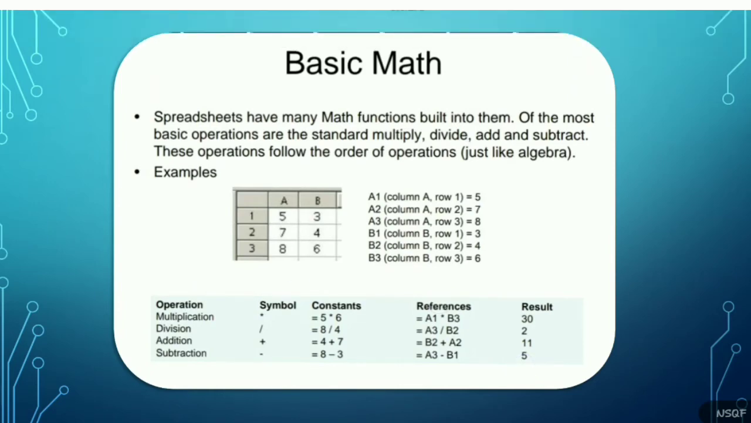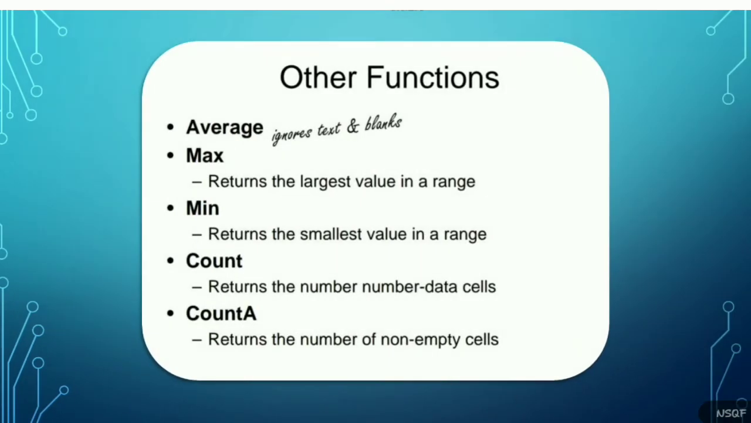Okay, so there are other functions of MS Excel. Average ignores the text and blanks. Max returns the largest value in a range, and min returns the smallest value in a range. What is maximum? Maximum is the high level and the minimum is the low level. Count returns the number of data cells, and CountA returns the number of non-empty cells.